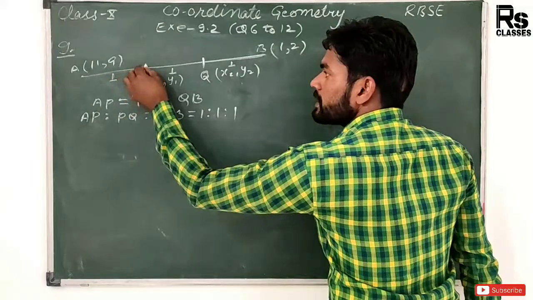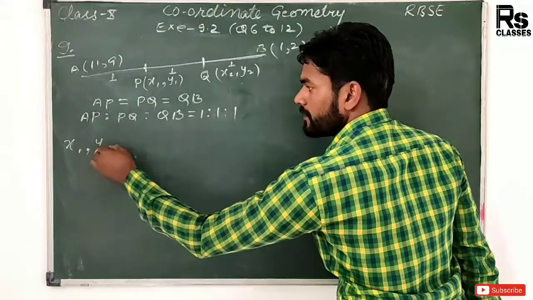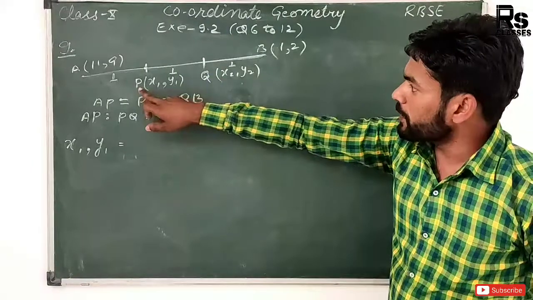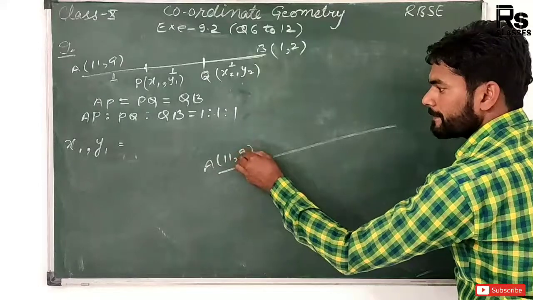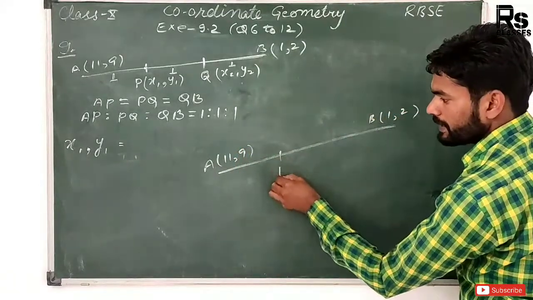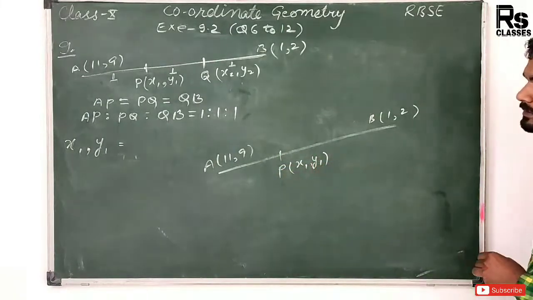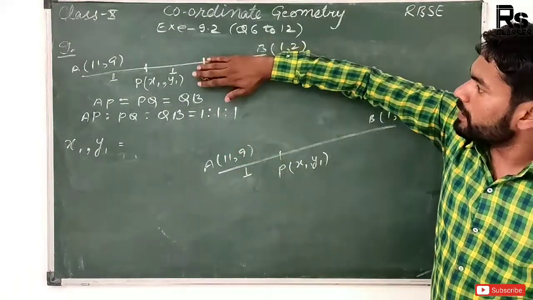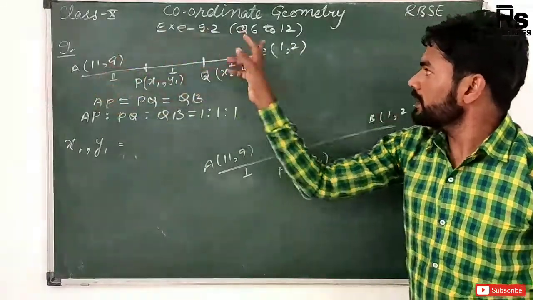So for this, first of all, I am going to calculate the value of x1 and y1. Listen very carefully. For this point P, I am writing here again A (11, 9), B (1, 2). This is the point P. Its coordinates are x1, y1. This ratio is 1. Just avoid for some time this point Q. Now we have only P point on AB.